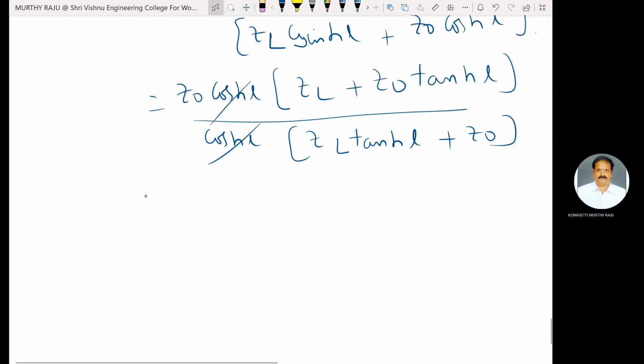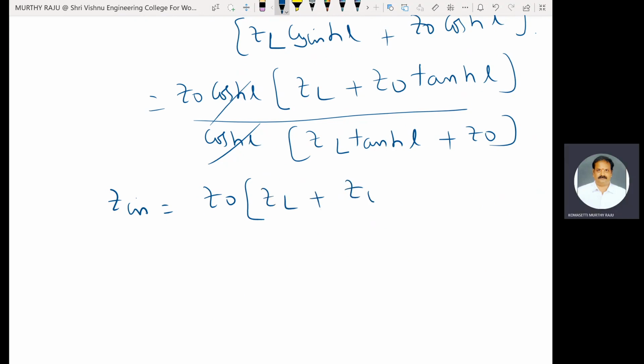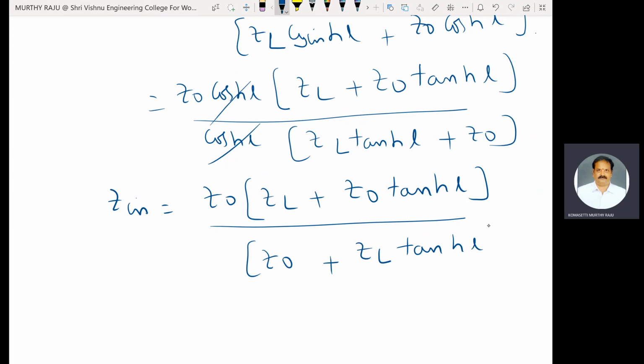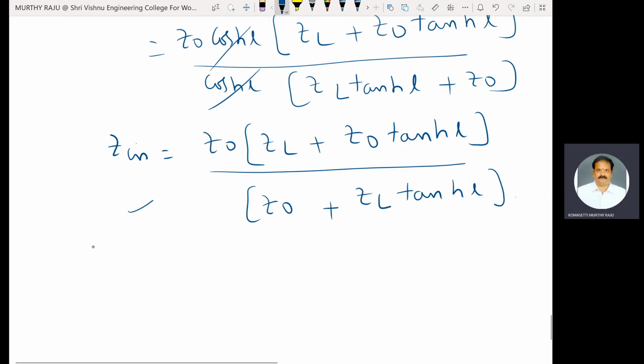Therefore, Zin is equal to Z0 times ZL plus Z0 tan hyperbolic gamma L by Z0 plus ZL tan hyperbolic gamma L. This is the input impedance Zin at the generator end. It is a general expression for finding Zin at any point on the line.